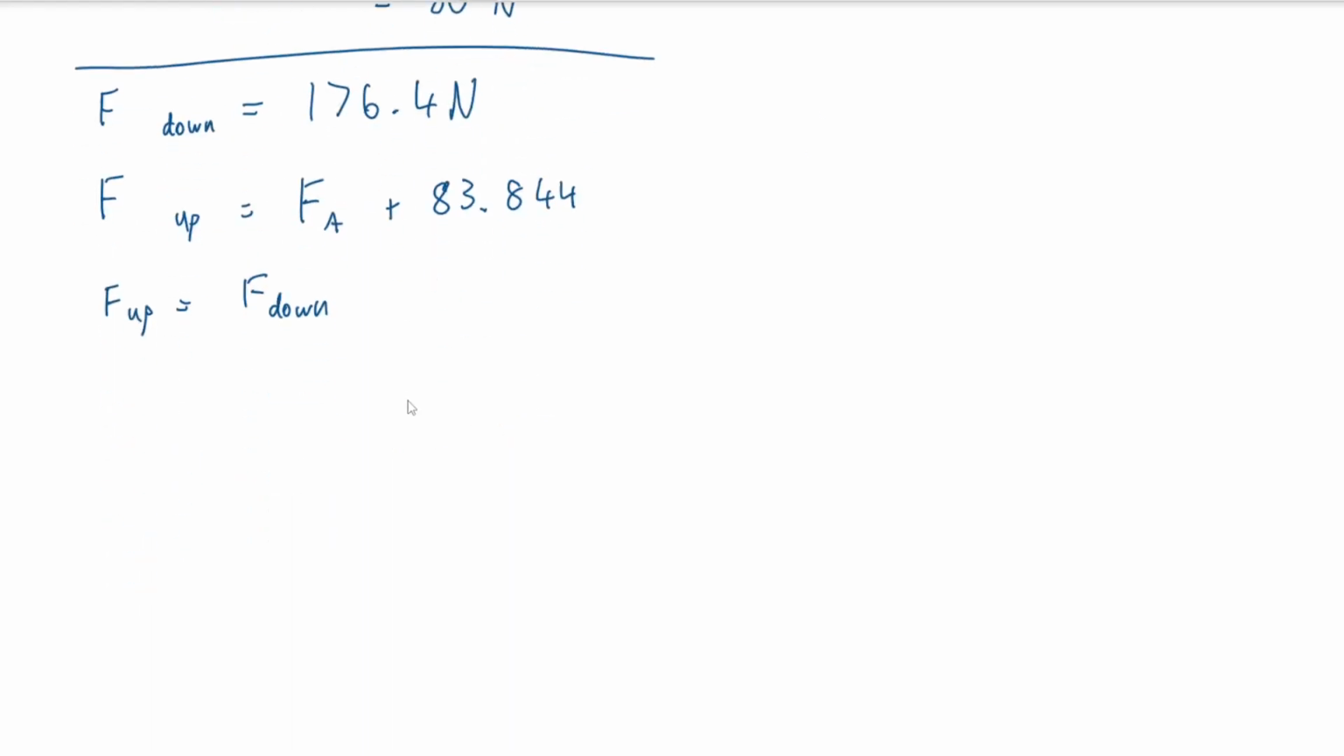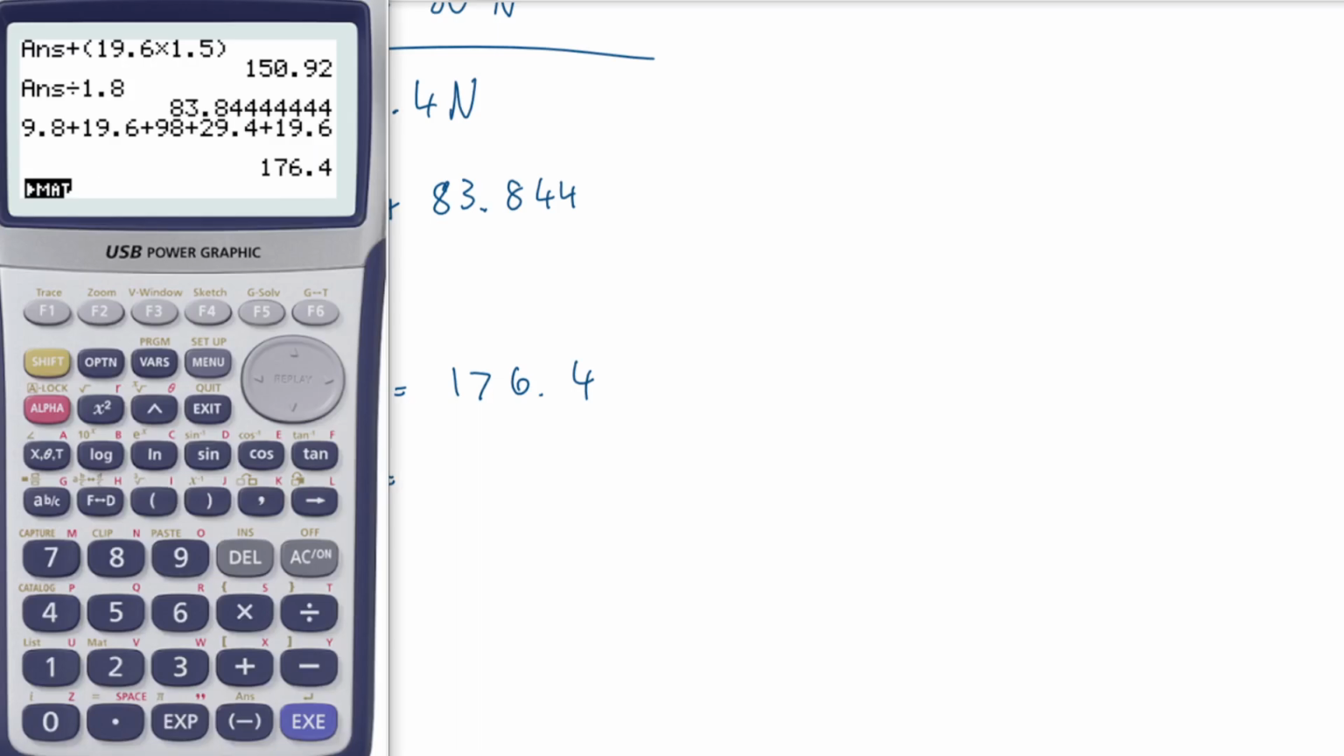So FA plus 83.844 must equal the force down, 176.4. Again, we formed another equation with one unknown, so we can solve, in this case by subtracting 83.844 off of 176.4.